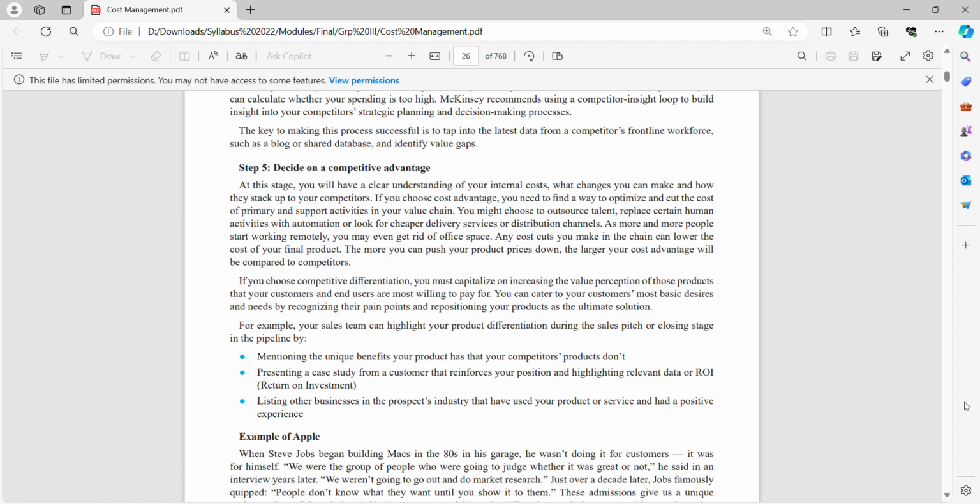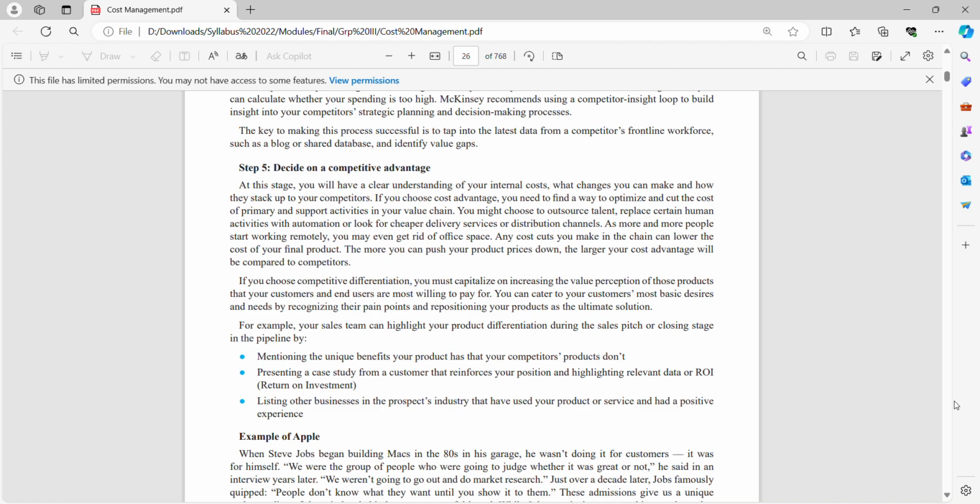If you choose cost advantage, you need to find a way to optimize and cut the cost of primary and support activities in your value chain. You might choose to outsource talent, replace certain human activities with automation, or look for cheaper delivery services or distribution channels. As more and more people start working remotely, you may even get rid of office space. Any cost cuts you make in the chain can lower the cost of your final product. The more you can push your product prices down, the larger your cost advantage will be compared to competitors.